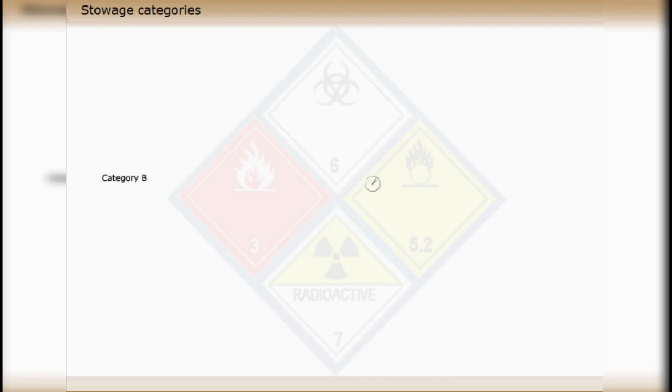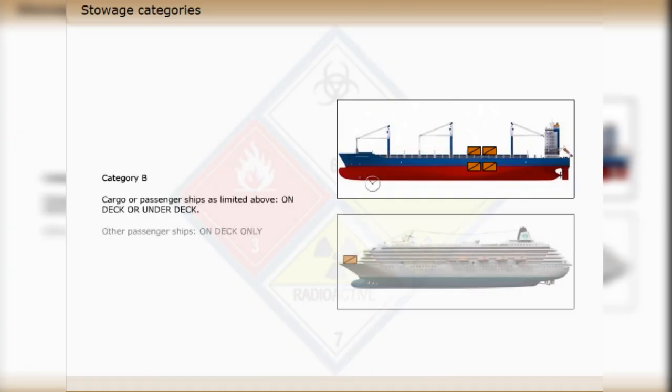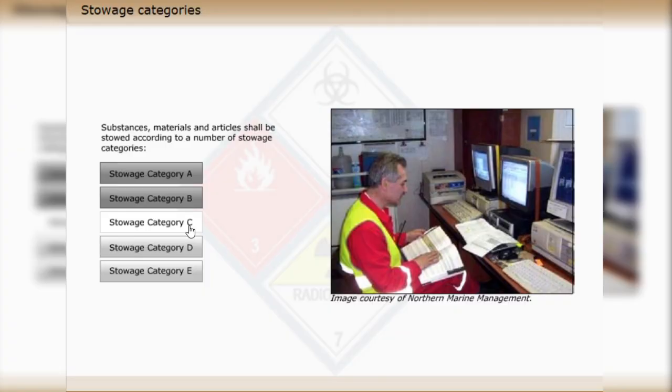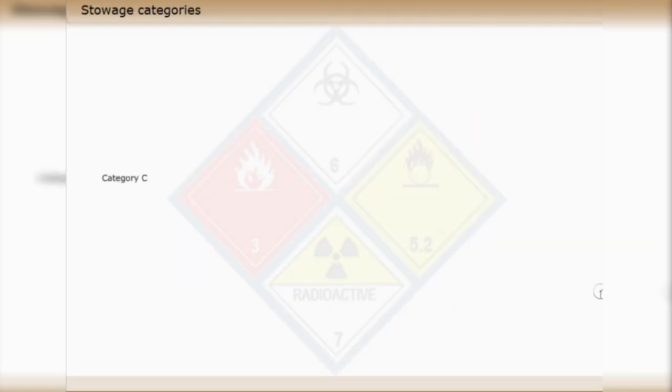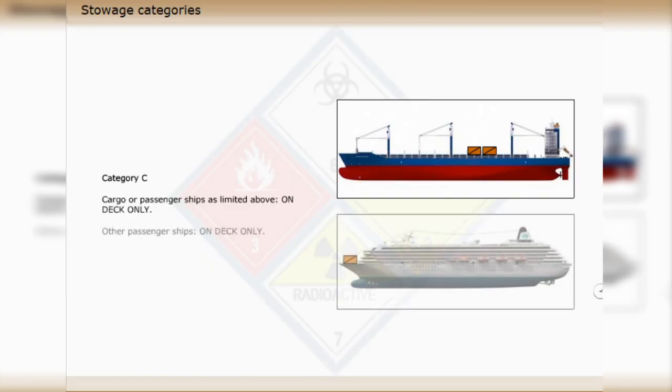Category B. Cargo or passenger ships as limited above, on deck or under deck. Other passenger ships, on deck only. Category C. Cargo or passenger ships as limited above, on deck only. Other passenger ships, on deck only.